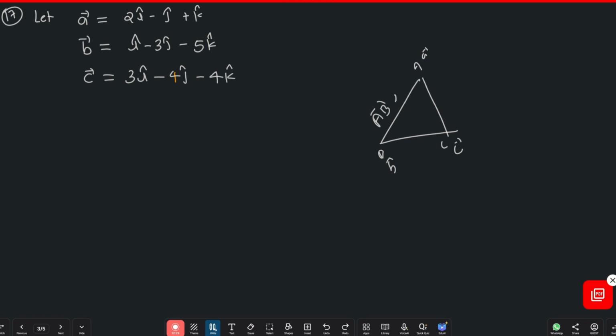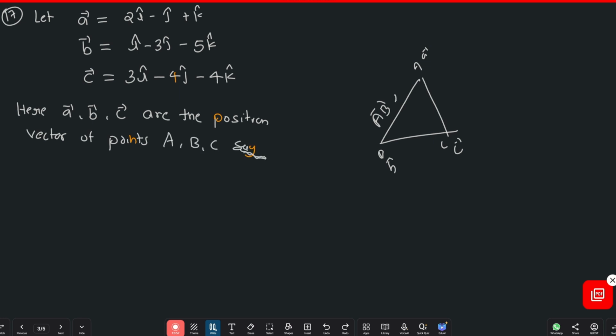So here if I say vector A, vector B, and vector C are the position vectors of points A, B, C.